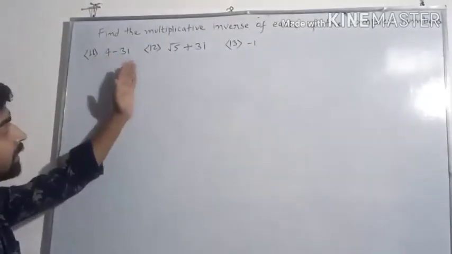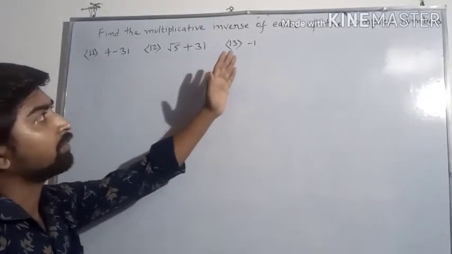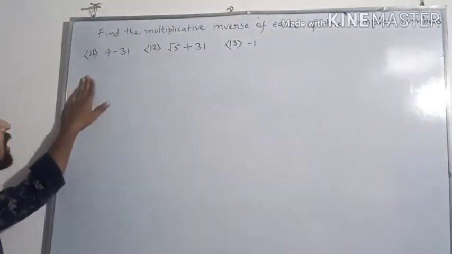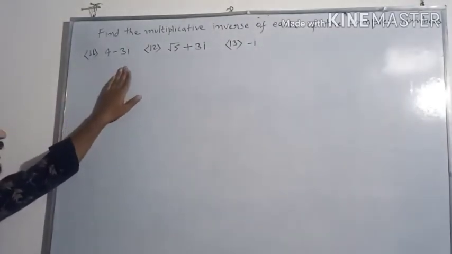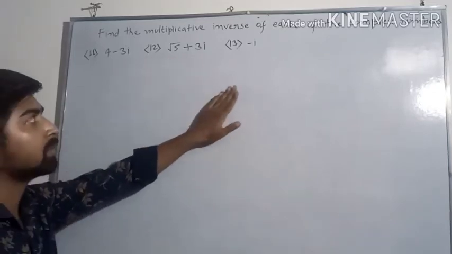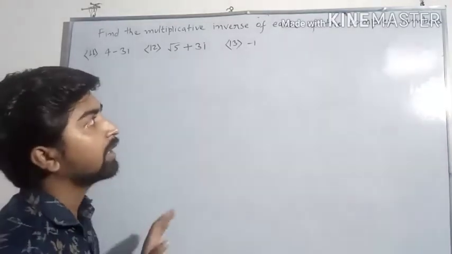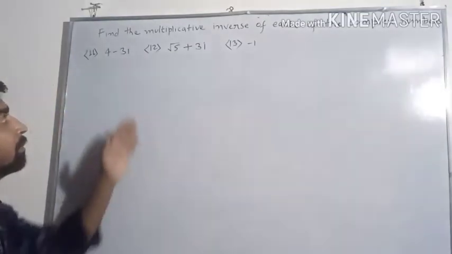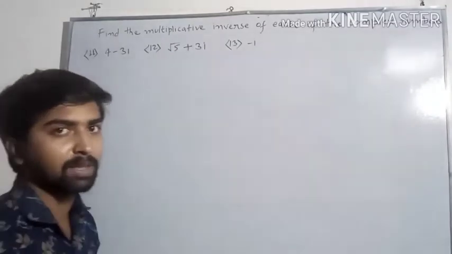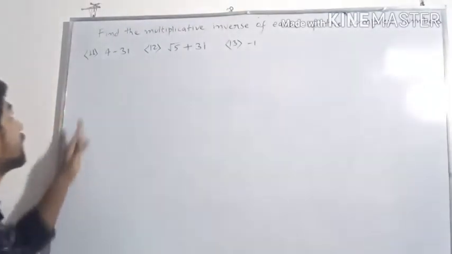Now, find the multiplicative inverse of each of the complex numbers. Question number 11, 4 minus 3i. Question number 12, root 5 plus 3i. And question number 13, minus i. We have to find out the multiplicative inverse of these complex numbers. So let us solve question number 11.